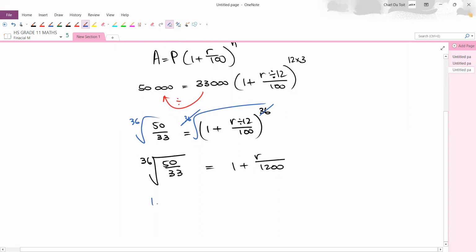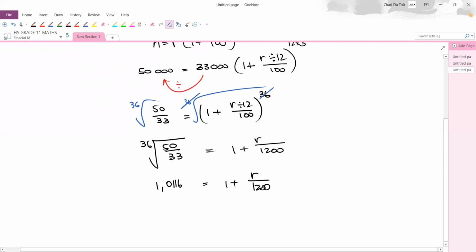So that gives me 1,0116 equals 1 plus R over 1200. Good. So I'm going to throw the 1 over to the other side. That gives me 0,011608 actually. I'm just going to add a couple of decimals. And that gives me R over 1200. So I'm just going to multiply with 1200 right through.